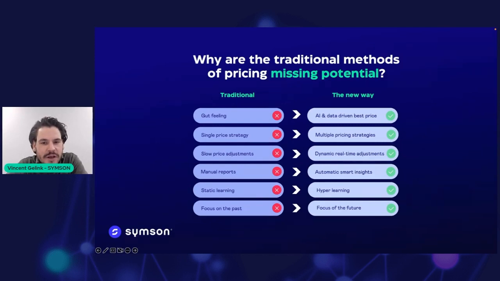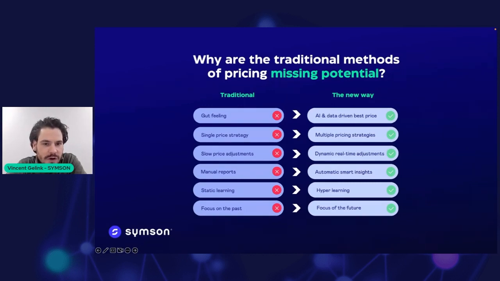Yes, what we see here is a visualization of the difference between traditional pricing and a new way of pricing. As we can see on the left side, where all the red dots are with the X in the middle, a lot of these elements are based on less dynamic positioning and also less scientific approaches of setting prices.